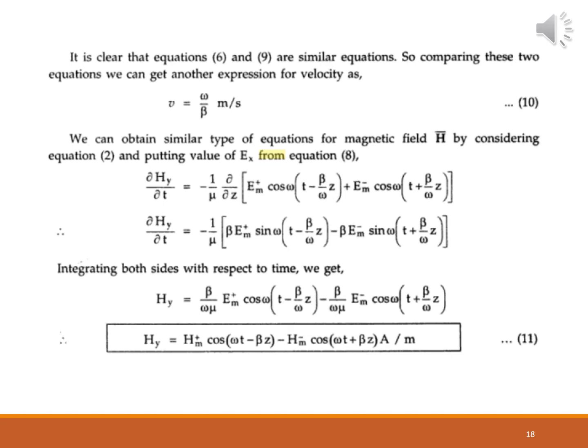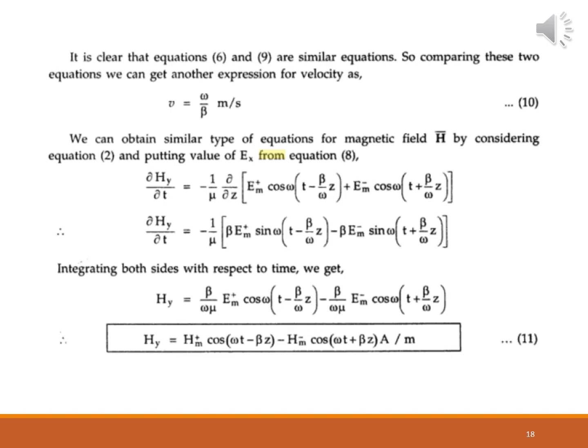So this equation is important. Sometimes you get problems to find the velocity of wave propagation, and you may have to use this equation. So please mark that and write it down: V is omega by beta meter per second. You should be knowing that expression to solve problems.